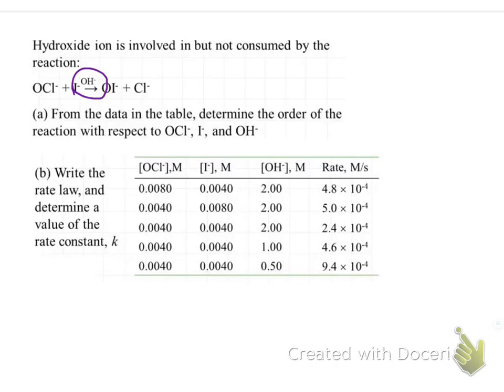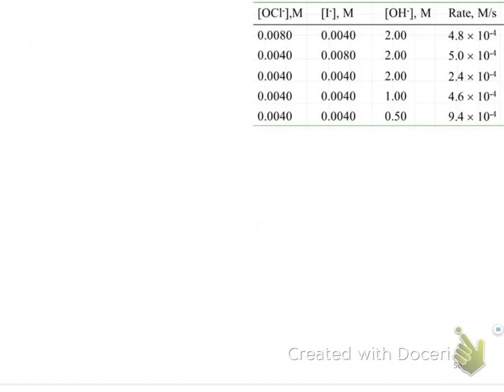Okay, from the data in the table, determine the order of reaction with respect to the 3 reactants. And then we need to write the rate law and determine the value of K. Alright, so let's clean up a piece of paper a little bit, make it easier to see. So the rate is going to be equal to K times the concentration of OCl times the concentration of I times the concentration of hydroxide, raised to the X, Y, and Z respectively. So I've got to find the orders, X, Y, and Z.